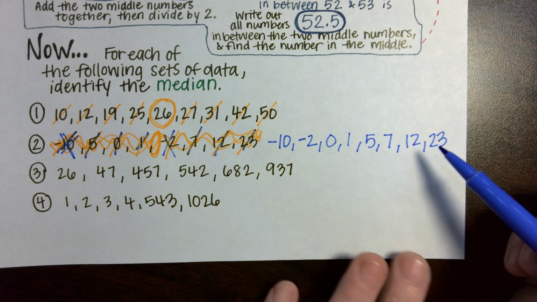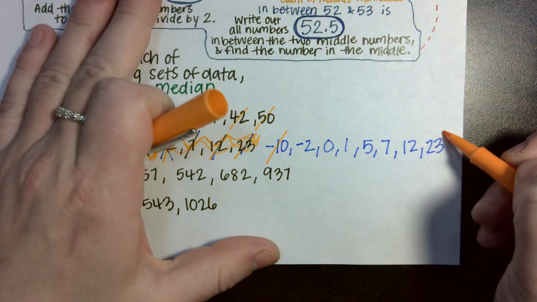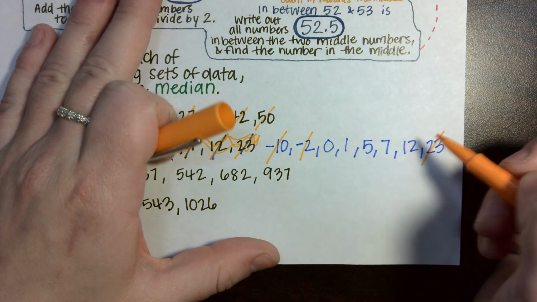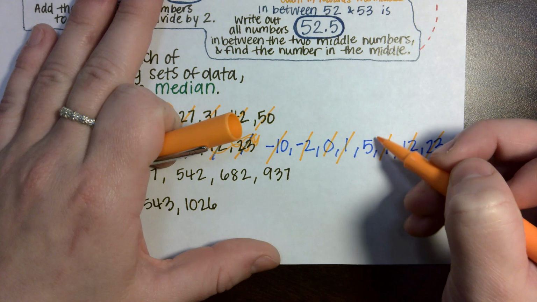Now we can find the median. And you guys said you got 3? Yes. Okay, let's double check. So I cross off -10 and 23, -2 and 12, 0 and 7, 1 and 5.